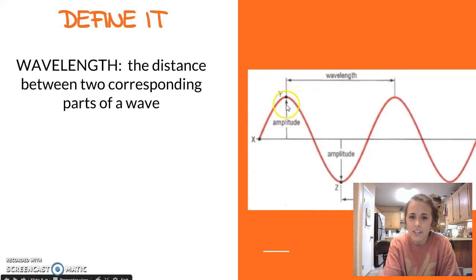So here we have a crest right here represented by Y, and then we have another crest over here that's not represented by anything, but we know that it's a crest because it's the top of this wave. So from Y to the top of this crest, we have wavelength. So this is the distance from one crest to another crest. Down here we have a trough represented by Z, and then we have another trough over here not represented by a letter either. But we know from this trough to this trough is another example of wavelength.